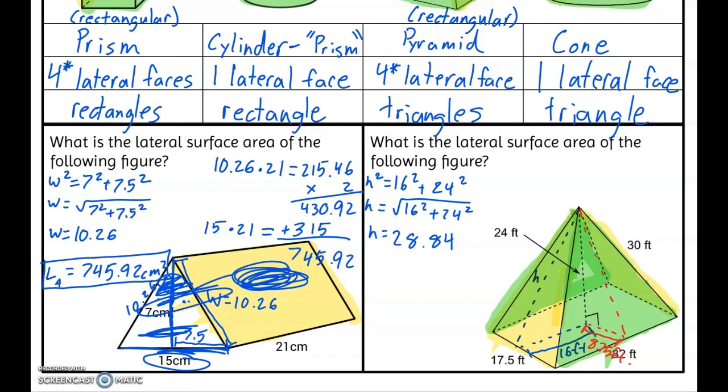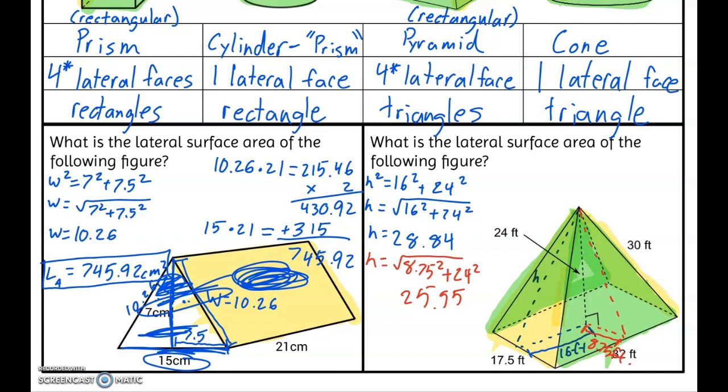And again, we're going to go straight into doing Pythagorean theorem. Well, I know it's going to end up being h equals the square root. So now I just need to do base squared plus height squared. So 8.75 squared plus 24 squared. So now when I plug that into my calculator, I get 25.55.